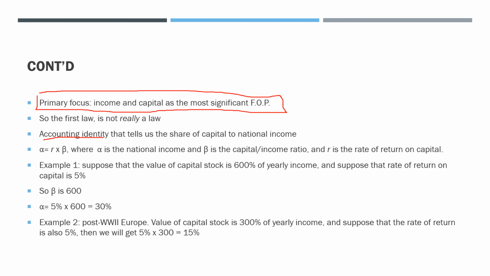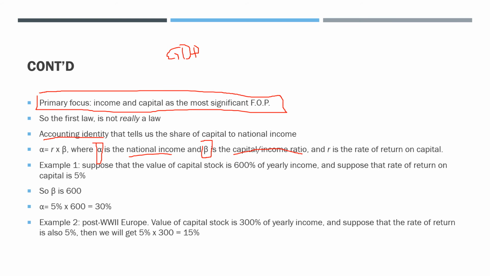So I'm just going to briefly illustrate this idea. Okay, so just now, as I already mentioned, alpha is the national income, meaning alpha is GDP. Now there are some problems with this, but let's just leave it there. Just say that it's GDP. Okay, then we know that beta is the capital income ratio. I've said we will explain this, right?